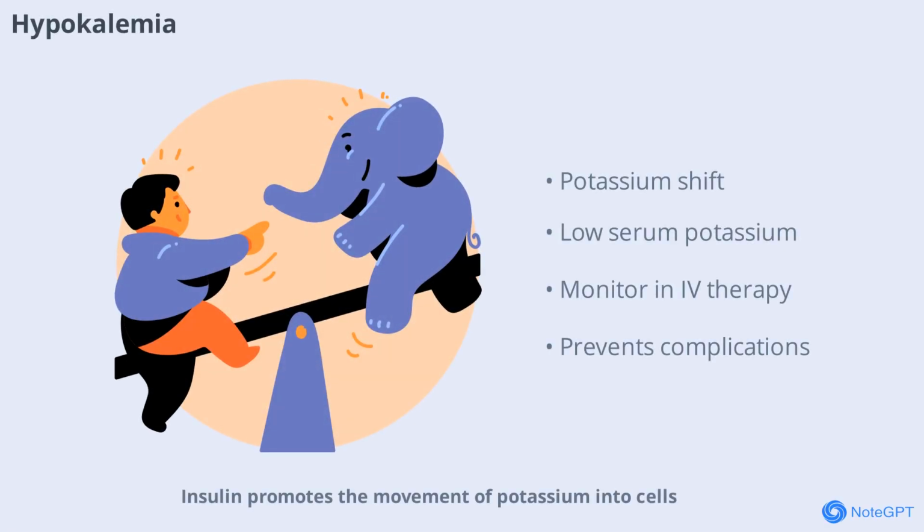Insulin promotes the movement of potassium into cells, which can lead to low serum potassium levels, or hypokalemia. This is especially a concern with high doses or intravenous insulin. Monitoring potassium levels is important in patients receiving intensive insulin therapy to prevent complications like muscle weakness or cardiac arrhythmias.